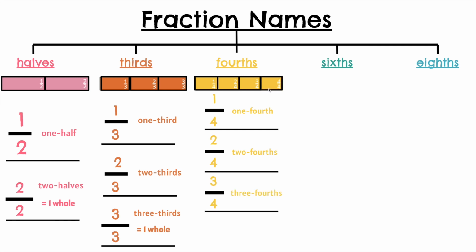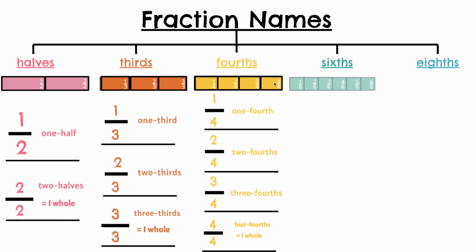And let's say we have all 4 parts. That means we have 1/4, 2/4, 3/4, 4/4. And if we have 4/4 of a whole that only has 4 equal parts, then we have 1 whole because we have all 4 parts.